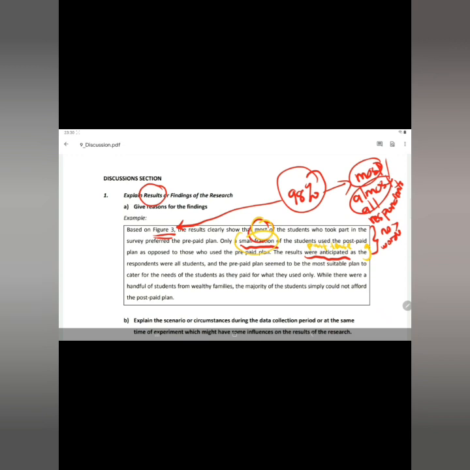So you explain why. Because the respondents were all students, and they are not from wealthy families. So they simply could not afford postpaid plan. So you want to explain the situation. If this happened, why? If this happened, why? So that's what it means by explaining the result or finding of the research. This is one way of doing the discussion part.